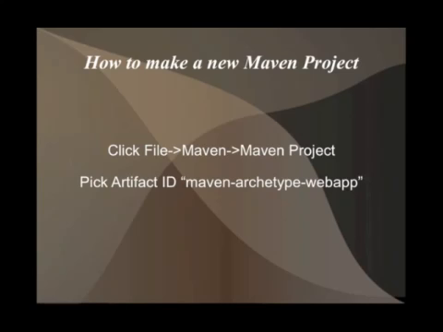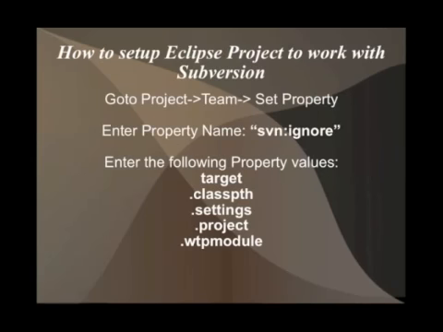To set up a new Maven project in Eclipse or STS, it's easy. You right mouse click on File, Maven, and then Maven Project, and then you pick the type of project you're doing. The next thing you should always do is, if you're working with a team with Subversion, you should go into Project, Team, Set Properties, put the property name svn:ignore, and add the following values: target, .classpath, .settings, .project, and .wtpmodules. If you could realize, the last four of them have a dot in front of it because they're hidden files. You should definitely not be checking these files into Subversion.